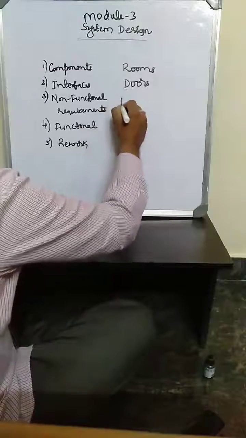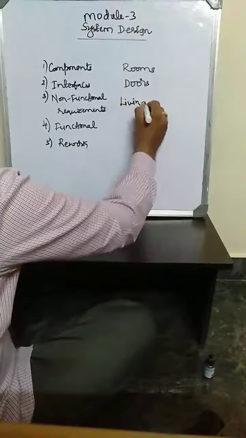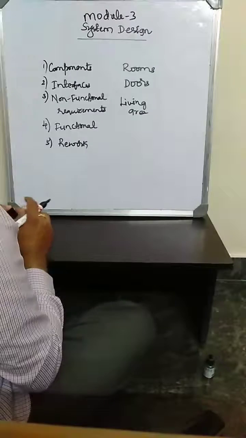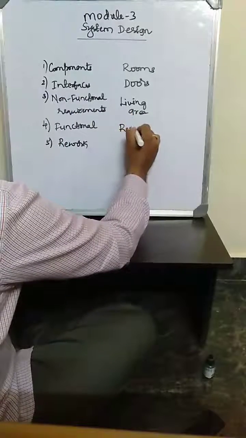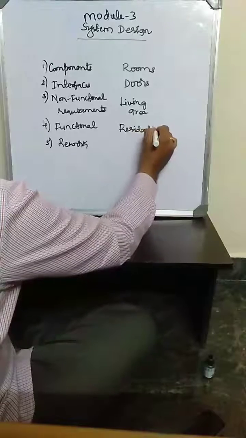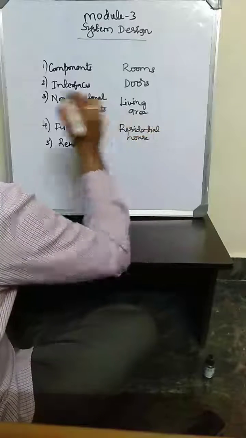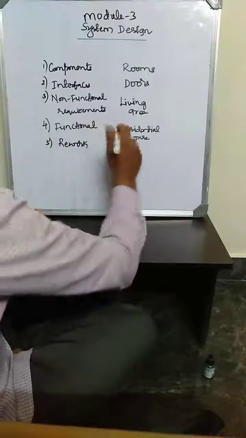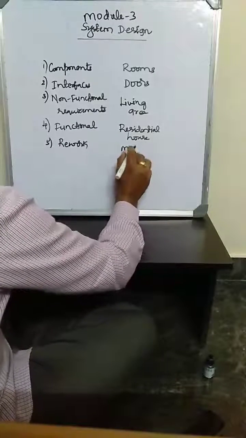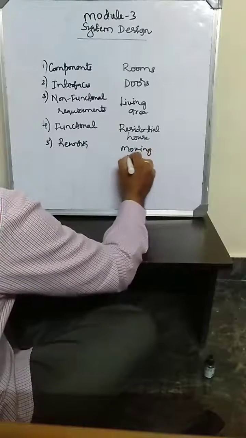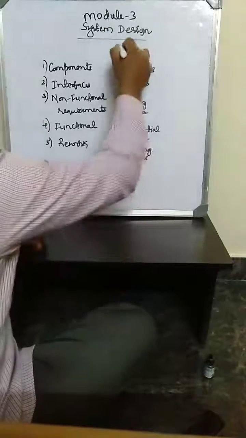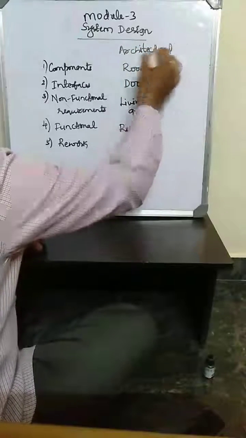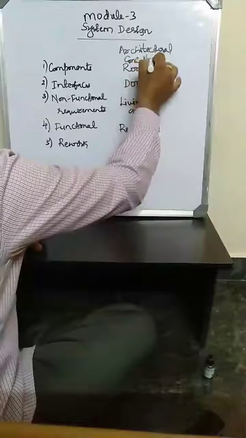Non-functional requirements will be your living area. It will be a living area. It will be one kind of non-functional requirement. Functional requirement will be residential house. Residential house, you may say it is functional because it is mandatory. So this is what we are able to look into. Rework is moving walls. What exactly are these? These are architectural concepts. While designing a system, we need to give much importance to architectural concepts.